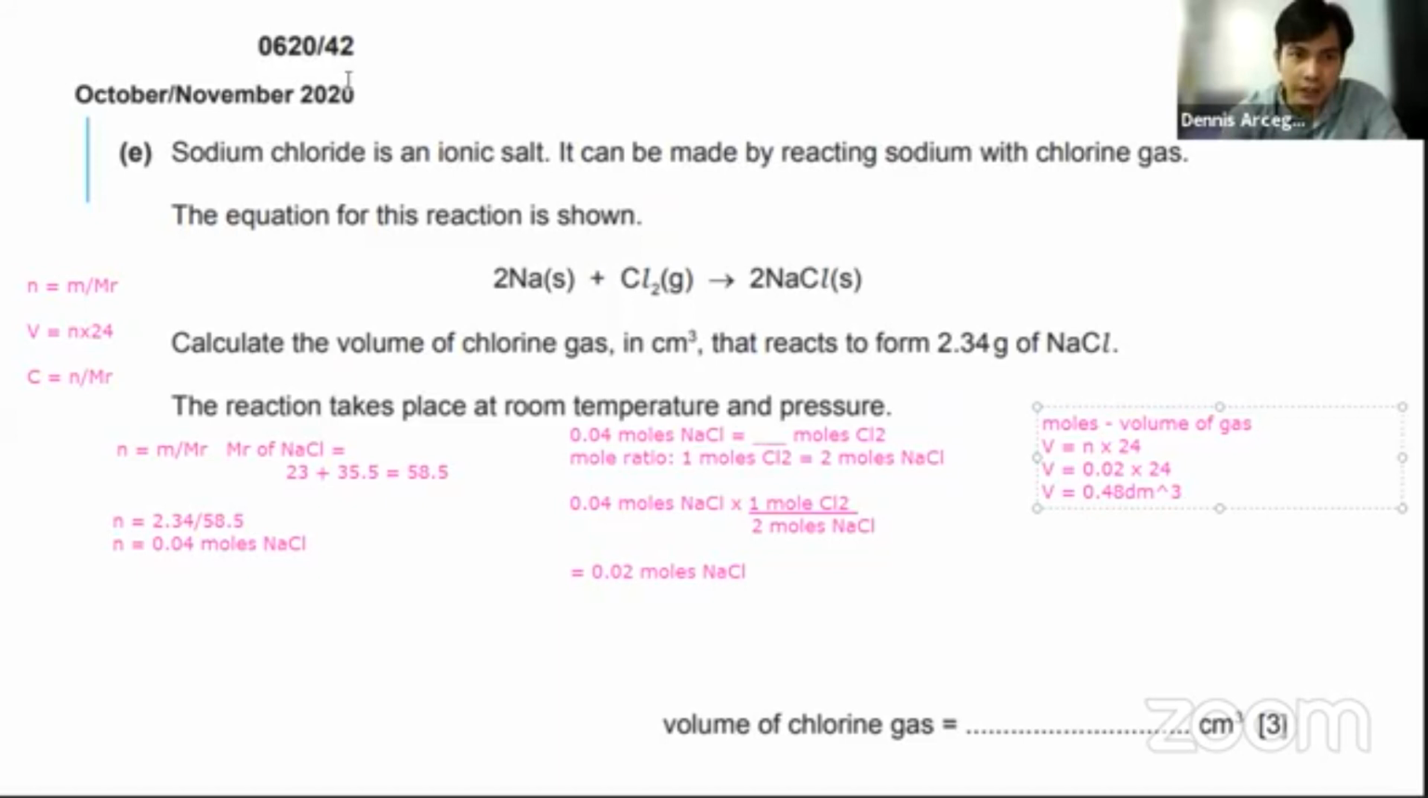But the question is asking in cm cube. So you have to convert that into cm cube. So how are you going to do that? You just multiply by 1000. V is equal to 0.48 times 1000. So V will be equal to 480 cm cube. So the answer will be 480 cm cube.